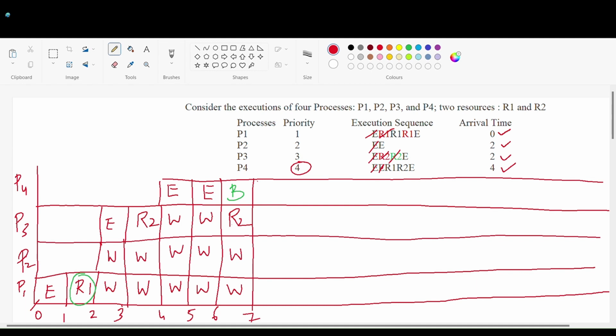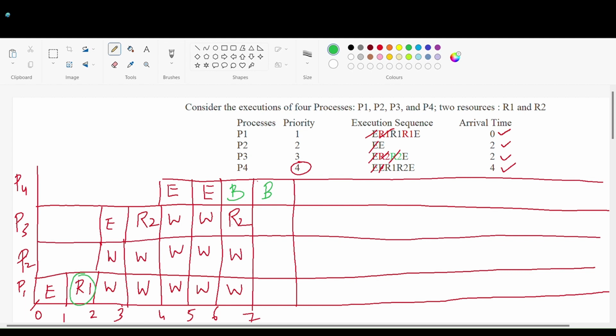R2 is already busy with P3 and P3 wants to use R2 again. Since it is the same process, P3 can use it, right? Okay, now at 7.